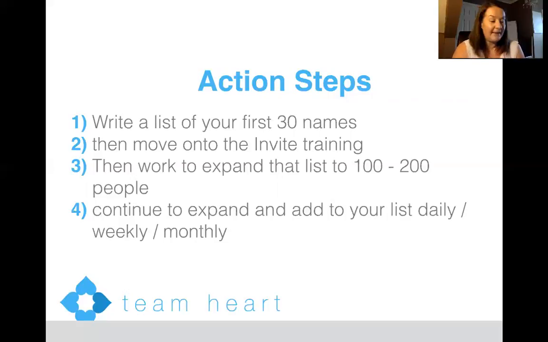Now, action steps. It's an absolute waste of your time watching this for the last 15, 20 minutes if you are going to do nothing with it. The only time your business will move forward is when you take action on the steps we've gone through. So I want to give you a few steps to go away with. Number 1 is go away and write your first list of your first 30 names. If that's really easy for you, push to 50 or 100. Then move on to the inviting training. Use some of the skills we've talked about in here to build that list.